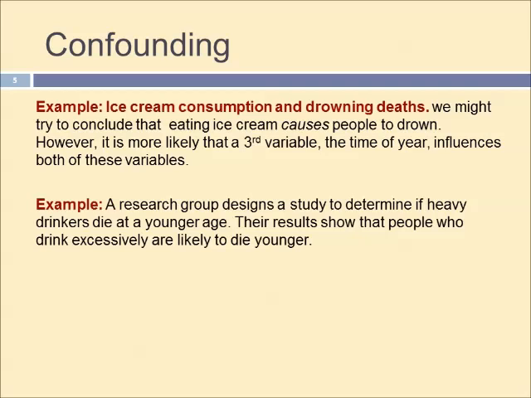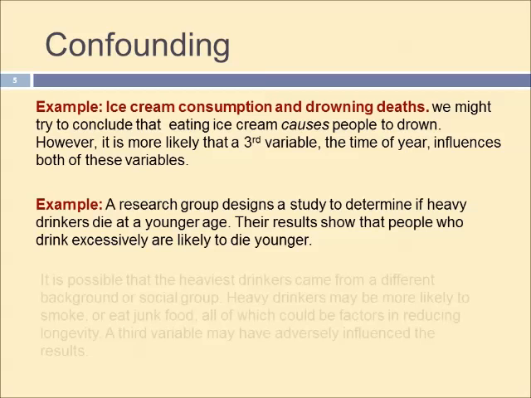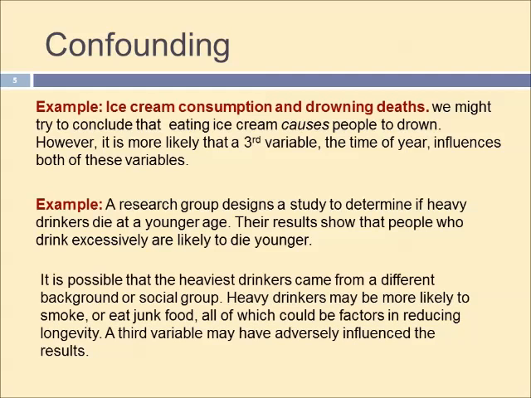Another example. Suppose a research group designs a study to determine if heavy drinkers die at a younger age. Their results show that people who drink excessively are likely to die younger. But it's quite possible that the heaviest drinkers came from a different background or social group. Heavy drinkers may also be more likely to smoke or eat junk food, all of which could be factors in reducing longevity. A third variable may have adversely influenced the results.